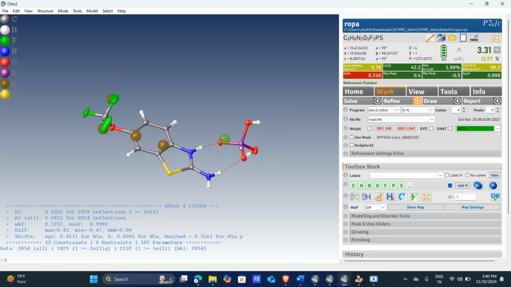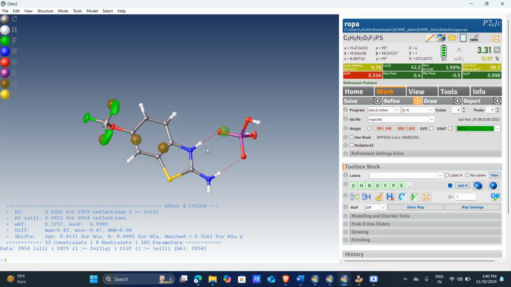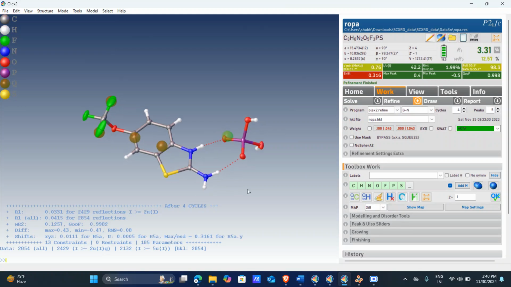So basically, this central atom is phosphorus. This is oxygen, oxygen, oxygen, and these two oxygens are attached to hydrogen, and there is a hydrogen bonding between these also. So we are basically getting an R factor of 3.31, which is much less than 5, and we are close to the observed value here also.